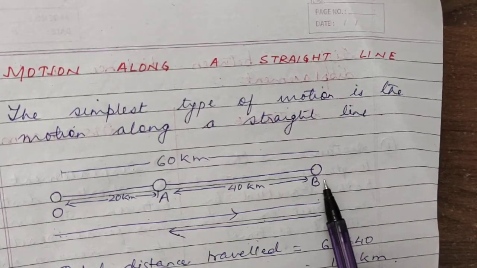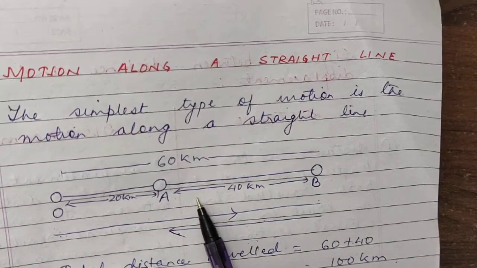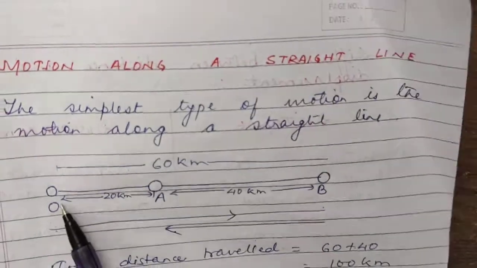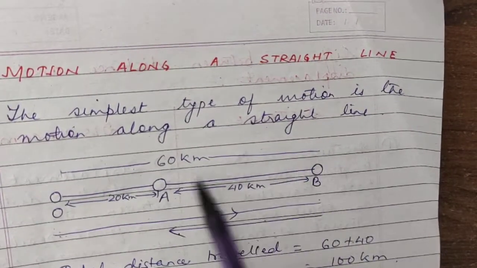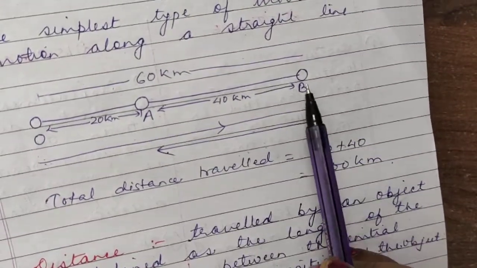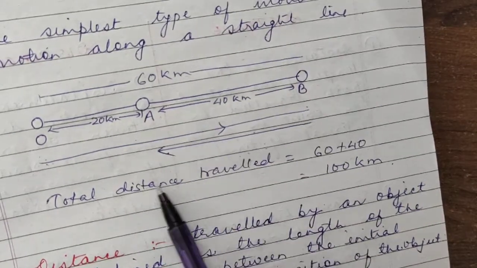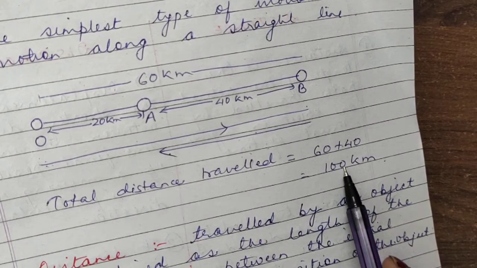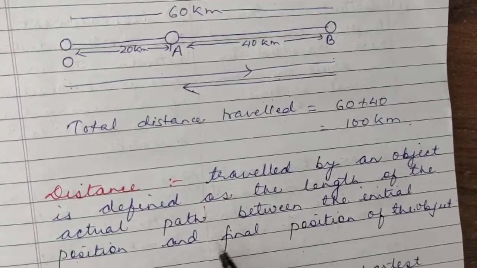Now, what happens? The bus returns from position B to position A. So, what is the total distance travelled by the bus? Firstly, it goes from O to A and from A to B. So, what is the total distance? That is 60 km. And then again it returns back from B to A. That is 40 km. So, the total distance travelled is 60 plus 40, that is 100 km. So, this is what is distance travelled.